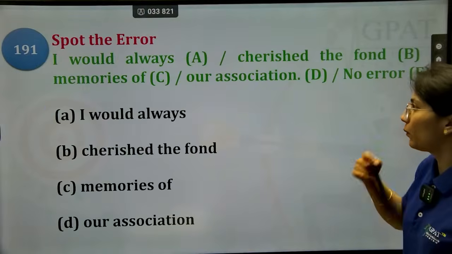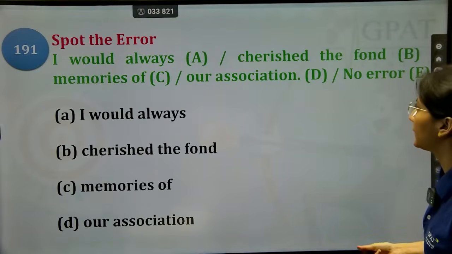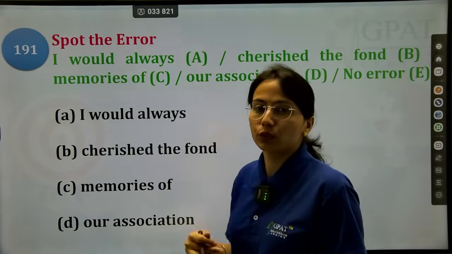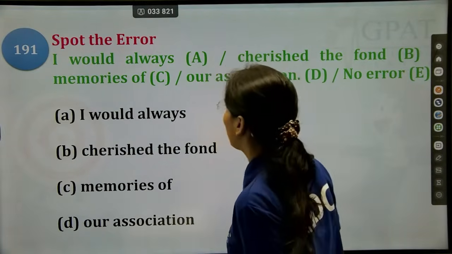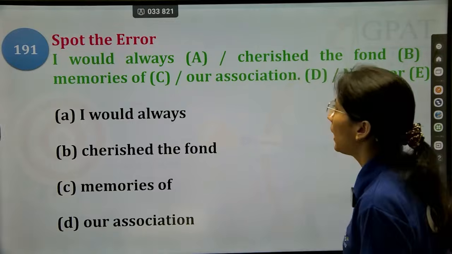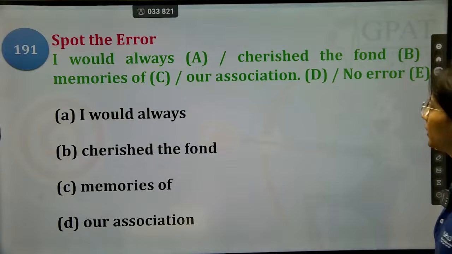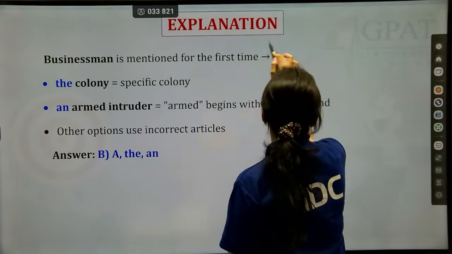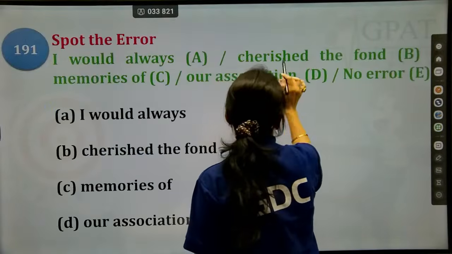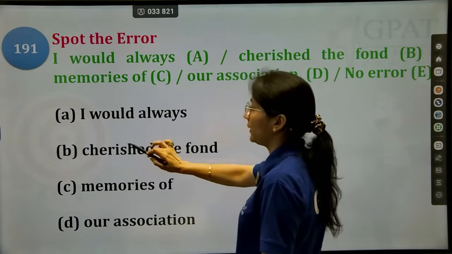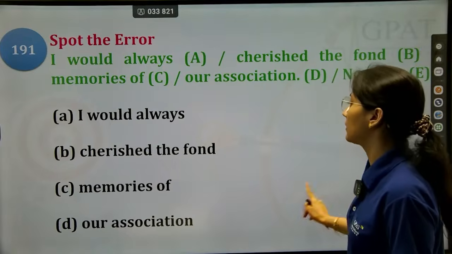Next, question number 191. I would always cherished the font. So we have to choose the error. If you see, I would always cherish, so the answer is cherish. I will always cherish the font. So here it is cherish. So option B is incorrect, that is cherish the font.